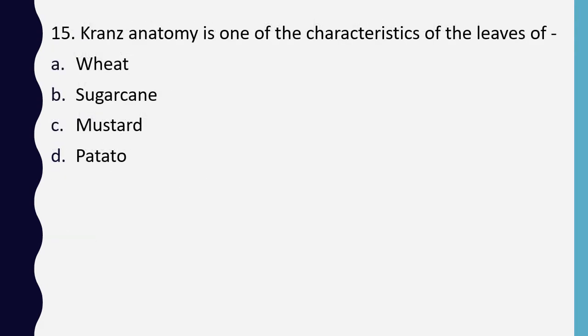Question number 15. Kranz anatomy is one of the characteristic features of the leaves of wheat, sugarcane, mustard, potato. Kranz anatomy. Correct answer is option B, sugarcane.